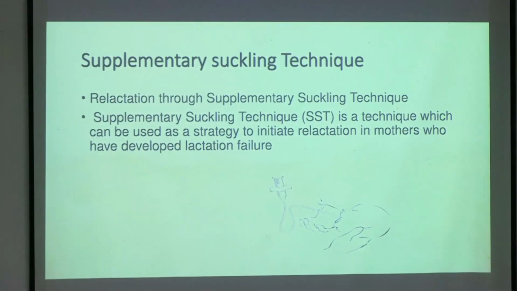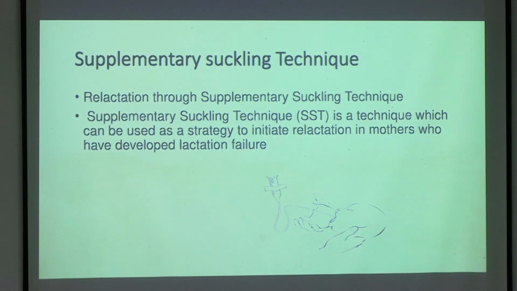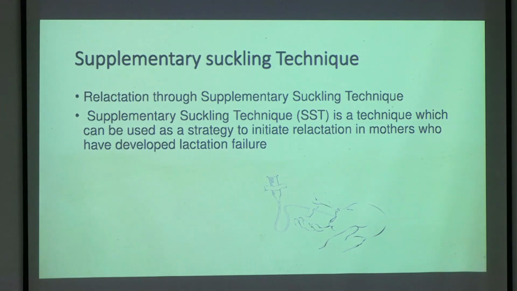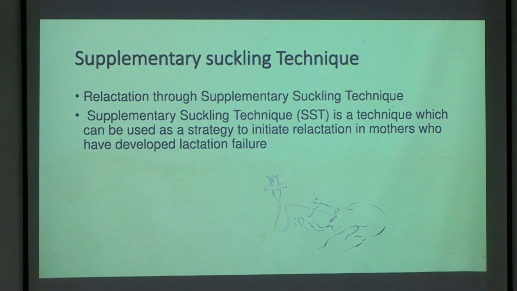Supplementary suckling technique. Now the baby is sucking the breast, but baby is undernourished and baby is more than 6 months old. So what they have done, there is a small tube with supplementary feeding which is attached to the breast and it is also directly going along with the nipple inside the baby's mouth. So when the baby is sucking, that baby is getting extra nourishment. You got it?